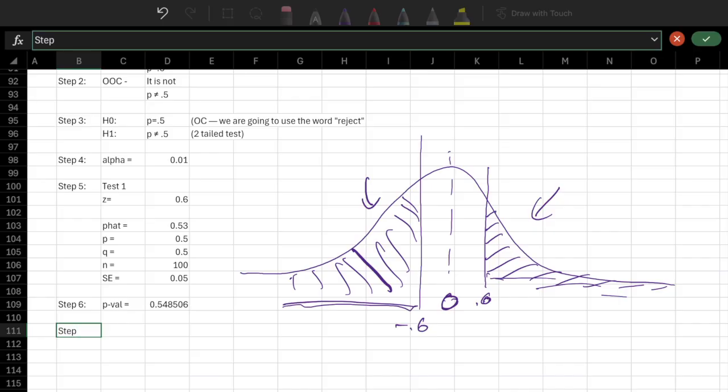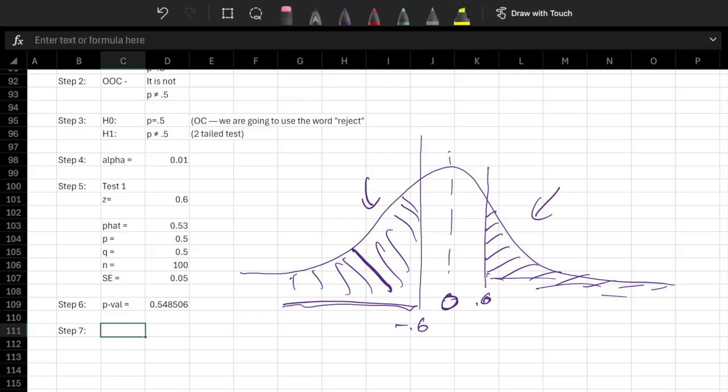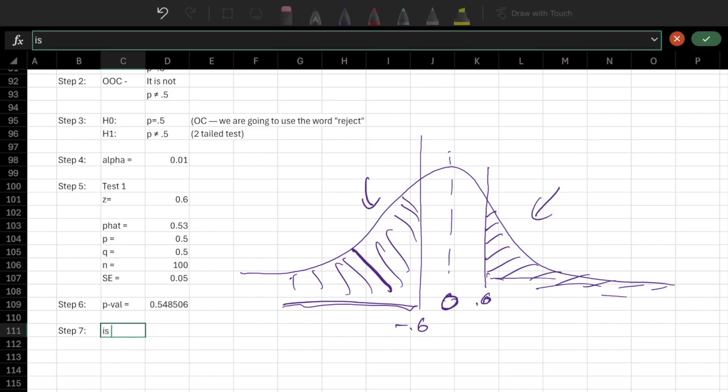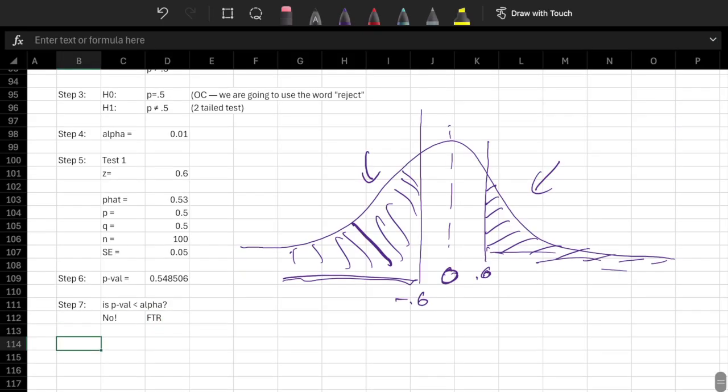So now let's do step 7. Step 7 is p-val less than alpha? The answer is no, certainly not. So we are going to fail to reject. So this is not incompatible. This data that I have is perfectly consistent with it being a 50% rate.